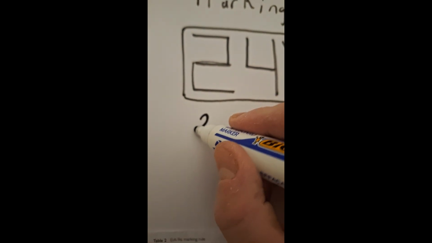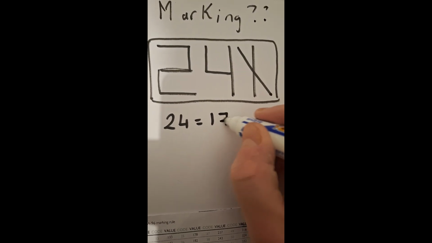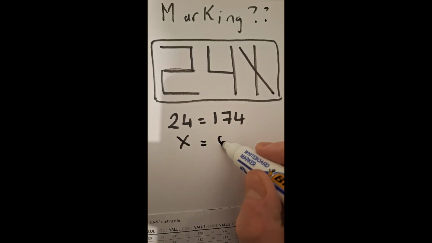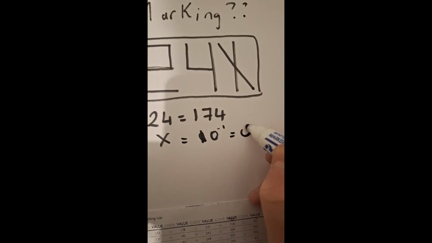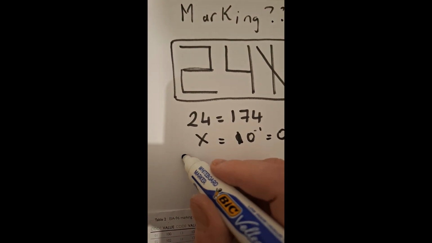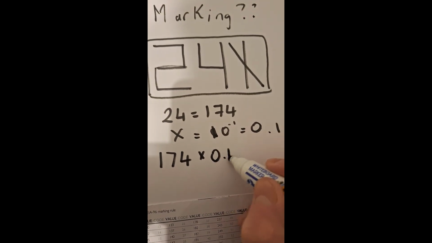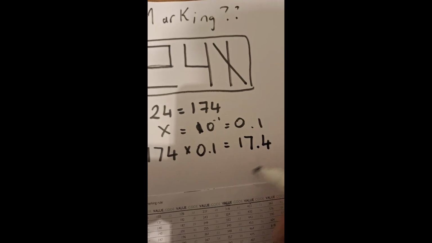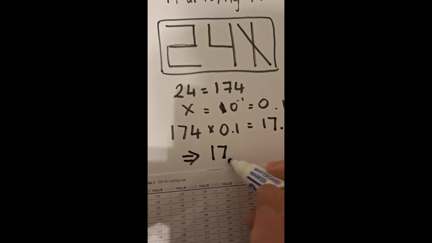24x can be broken down to 24 and x. From our table we can see that code 24 corresponds to 174. X is the multiplier, which in this case is 10 to the power of minus 1, which equals 0.1. So now we have 174 multiplied by 0.1, which is of course 17.4. So the value of our resistor is 17.4 ohms.